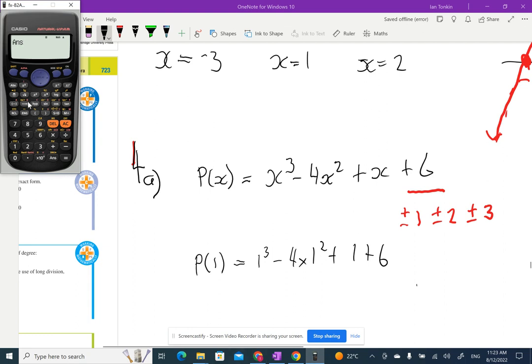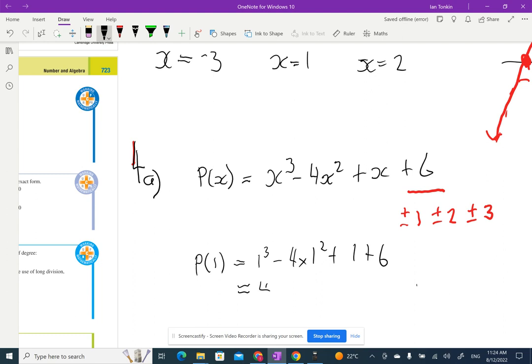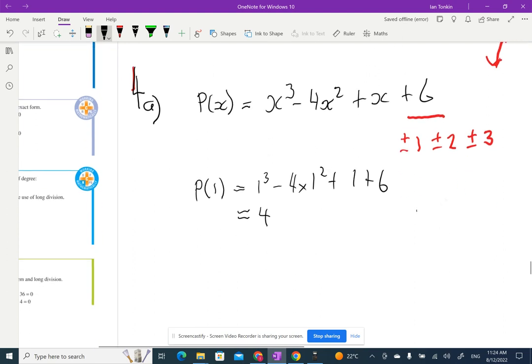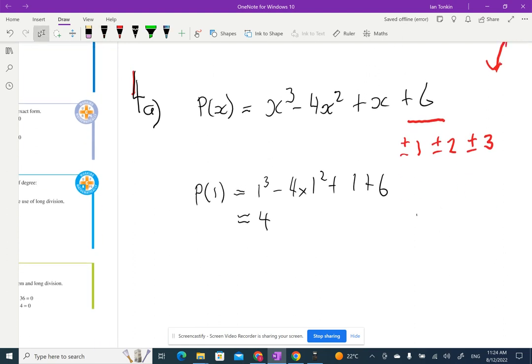cubed minus 4 times my answer squared plus my answer plus 6. And I get 4. So P of 1 equals 4. So that is not a factor. So the very next number I'm going to try is negative 1.